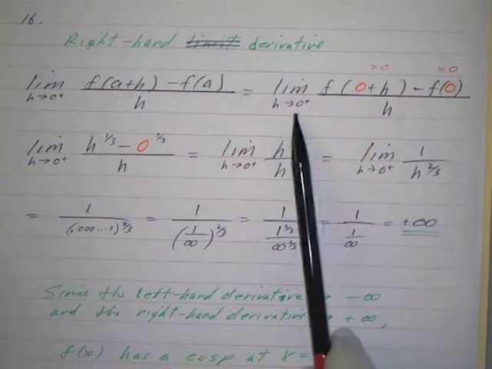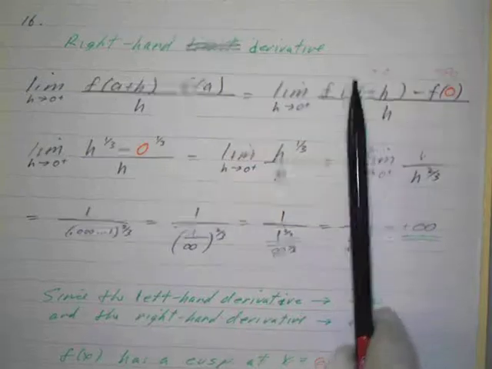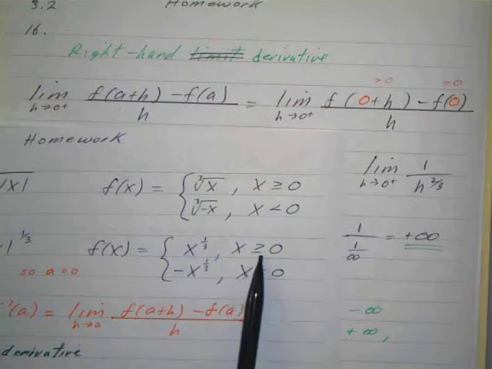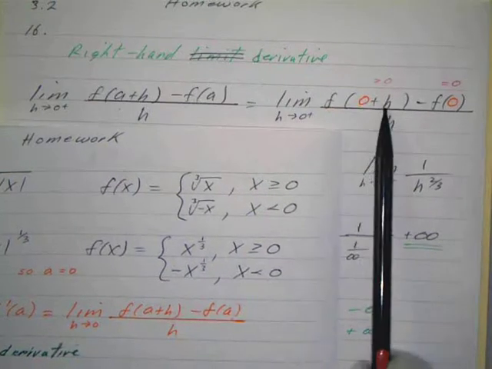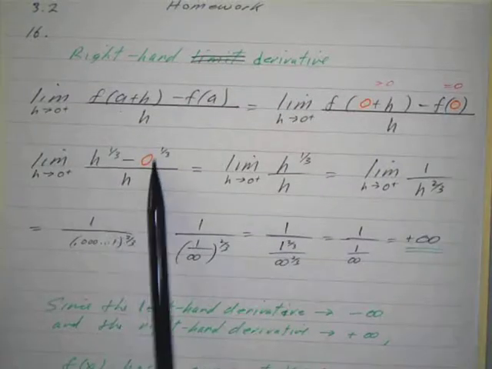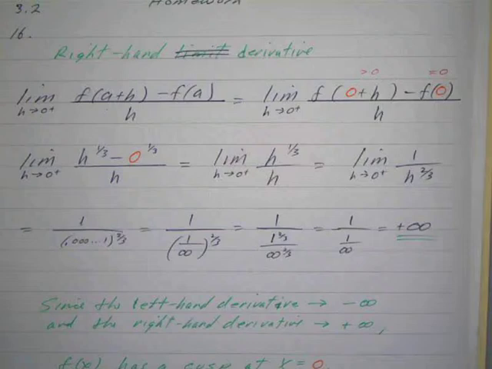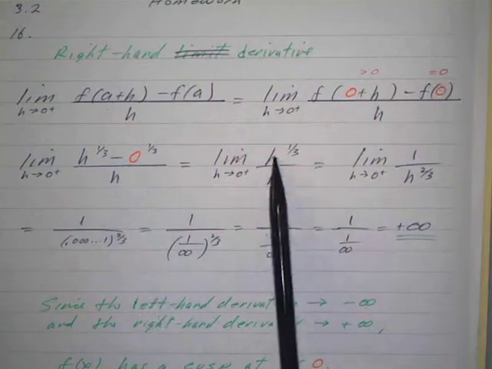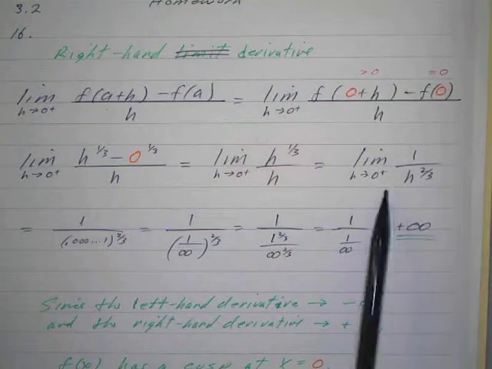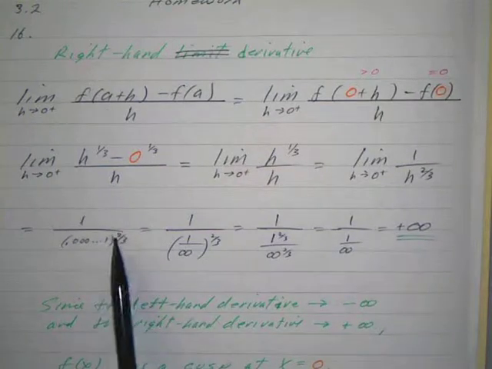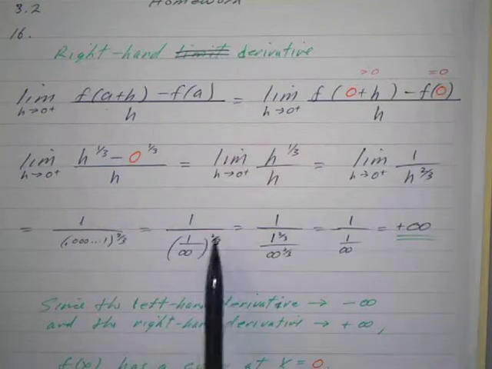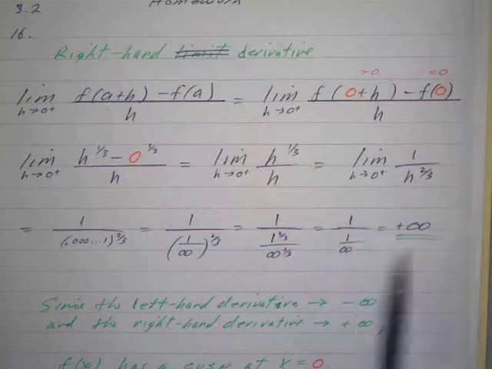Now as I approach from the right, h is going to be greater than 0, so I'm going to go back to my piecewise function and use x to the 1/3 for both places. Because this will be greater than 0, I'm going to use it here, and I'm going to use it here also. So it'll be h to the 1/3 minus 0 to the 1/3 all over h. Now this just becomes 0, so I just have h to the 1/3 over h, and notice I have a positive sign here. So I get 1 over h to the 2/3, and that's 1 over a very small number to the 2/3, which is 1 to the 2/3 over infinity to the 2/3, which is just 1 over infinity, so positive infinity.